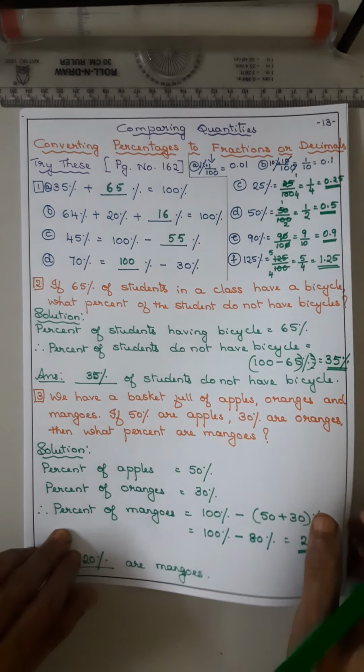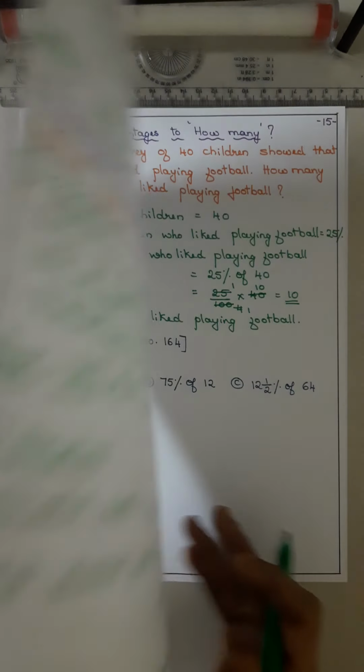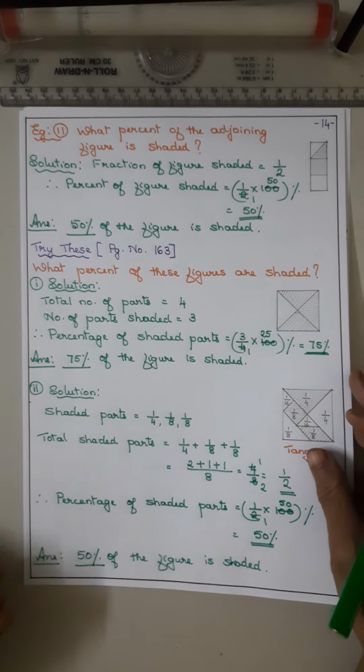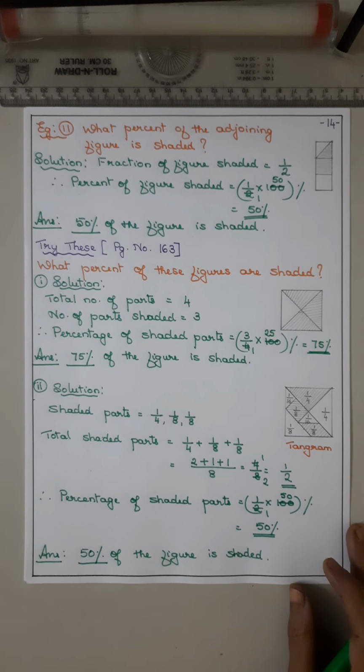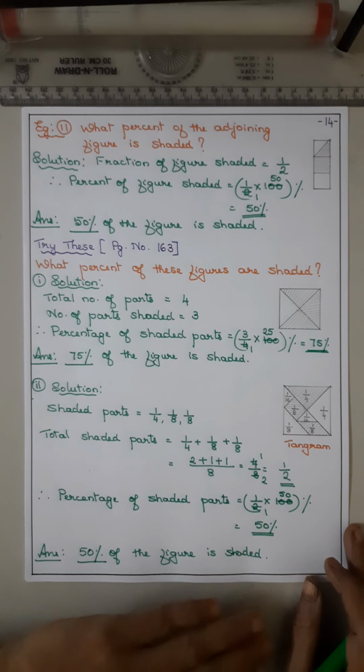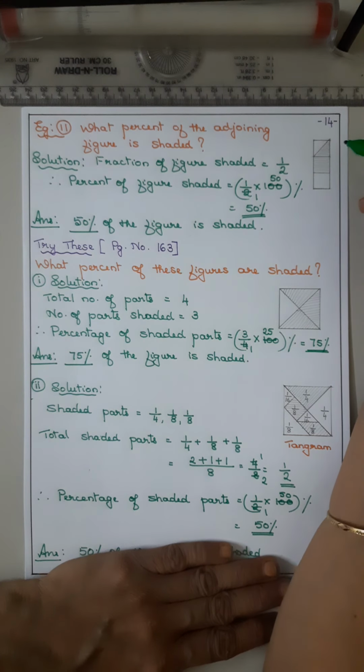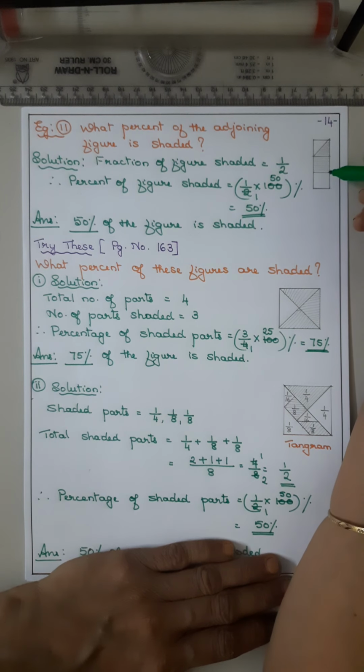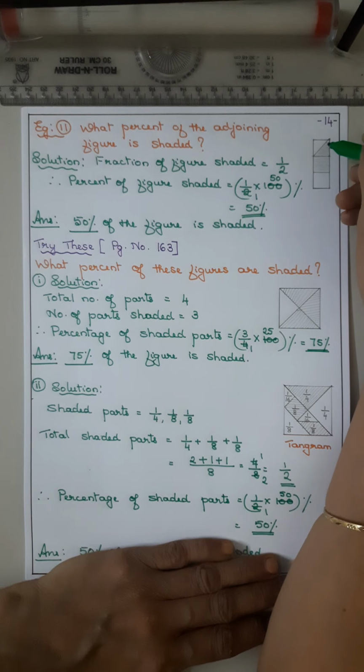ओके. नाउ कमिंग टू द क्वेश्चन नंबर example. Try this finished. Now example 11. What percent of the adjoining figure is shaded? अभी देखो इधर ये फिगर में शेड किया गया, इसमें से कितना परसेंट शेड किया गया पूछे हैं. तो पहले आप लोग फ्रैक्शन फाइंड आउट करो. ये टोटल आप लोगों को कितना है देखो, और उसमें से कितना पार्ट शेड किया गया.